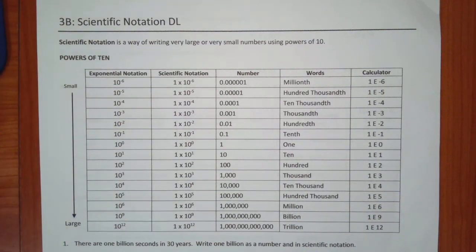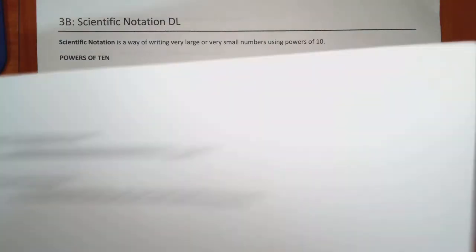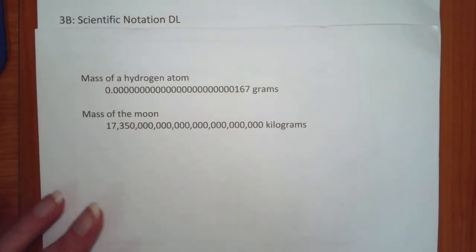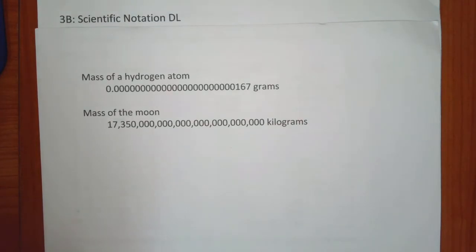Let's talk about scientific notation. Scientific notation is a way of writing either very large or very small numbers, and we're going to use powers of 10. Why do we want to do this? Let's look at a couple of numbers that are very, very large and very, very small.